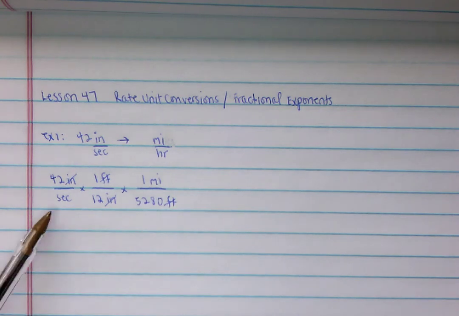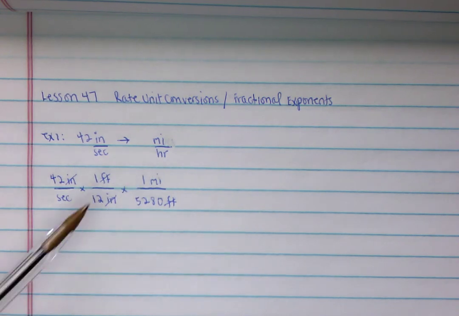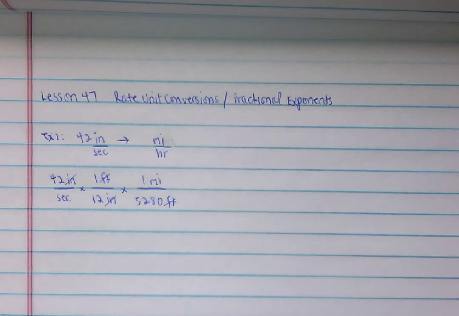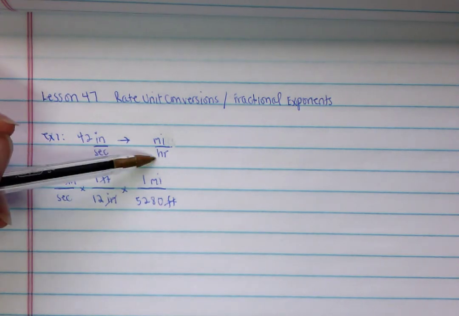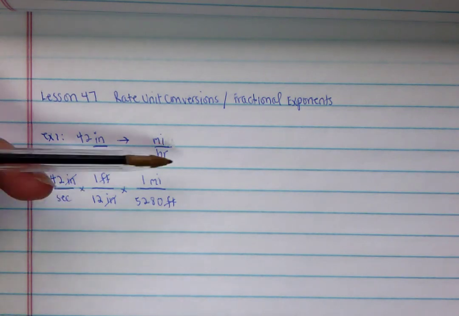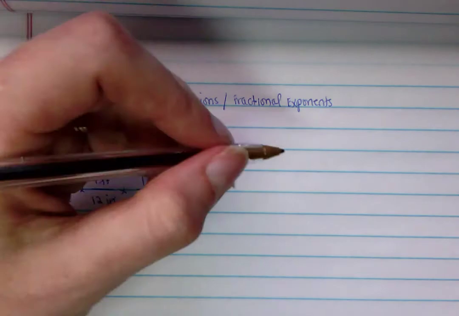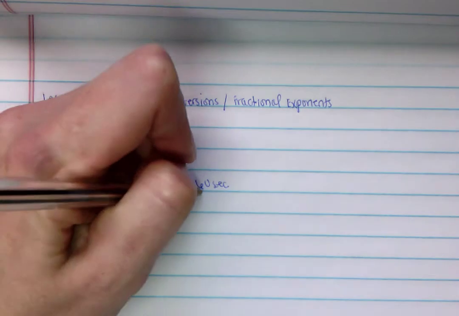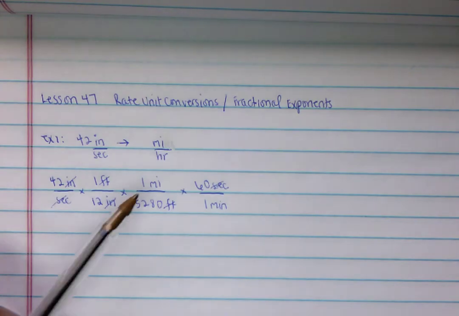So are we done? No, because we still haven't converted it all the way. We wanted to go from seconds to hours, so we still need to do that part. Now we have to use time unit multipliers. If we want to go from seconds to hours, there are 60 seconds in 1 minute. Again, do we want seconds to be on top or bottom? We want seconds to be on top because seconds are on the bottom right now. So there are 60 seconds in 1 minute, and that way, our seconds cancel, and we have minutes on the bottom.